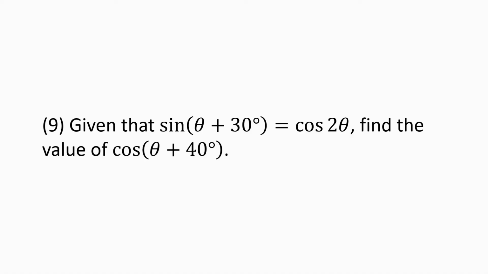Question 9. Given that sine theta plus 30 degrees is equals to cos 2 theta, find the value of cos theta plus 40 degrees. We have been told that sine theta plus 30 degrees is equals to cos 2 theta. Find cos theta plus 40 degrees.